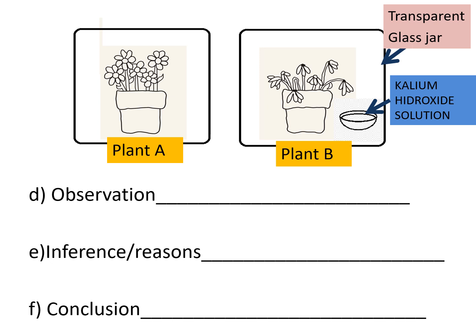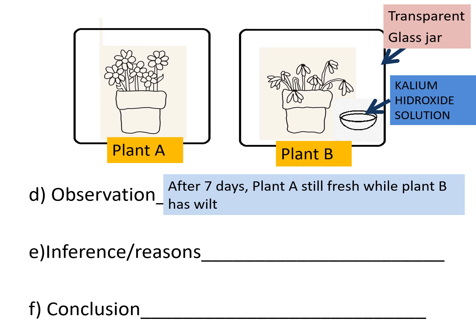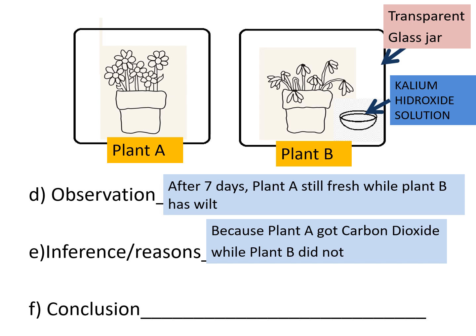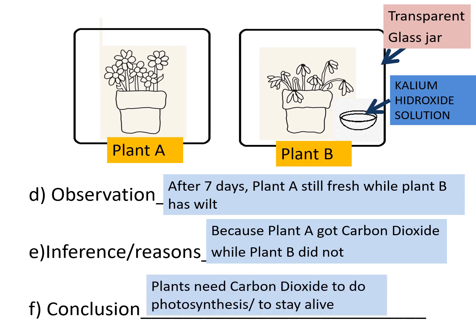Alright, the answer is what we can observe from this experiment. Please remember to compare what you see between plant A and plant B. So the answer is after 1 week or after 7 days, plant A is still fresh while plant B has wilt. And the inference or reasons? It is because plant A got carbon dioxide while plant B did not get carbon dioxide. And the conclusion is what we can learn from this experiment is plants need carbon dioxide to stay alive or to do photosynthesis.